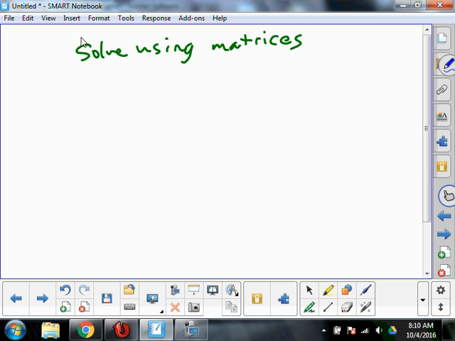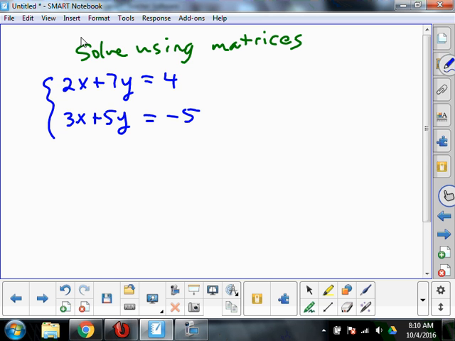So the system is 2x plus 7y equals 4, and 3x plus 5y equals negative 5. We need, first of all, to be able to put that system into a matrix. Now, if you had to take a wild guess as to how big of a matrix we're going to put that into, what would you say its dimensions are going to be? A 2 by 3, because there's 2 equations, and there's 3 numbers in each equation, 3 coefficients, if you would.